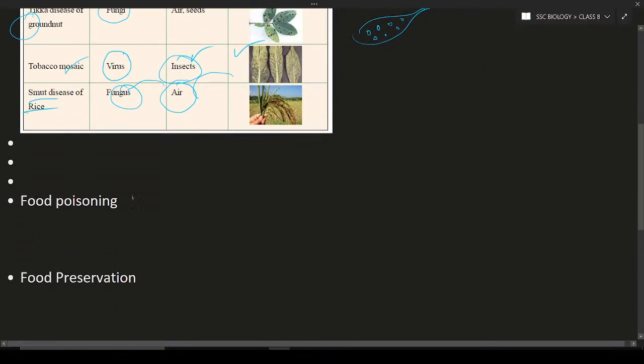Next is food poisoning. What is food poisoning? Food poisoning is nothing but, if you leave the food aside, okay, some microorganisms will enter into the food material and they cause multiplication, and they will cause the release of certain toxins. Such kind of disease, such kind of release of toxins in the food material by bacterial division, okay, is known as food poisoning.